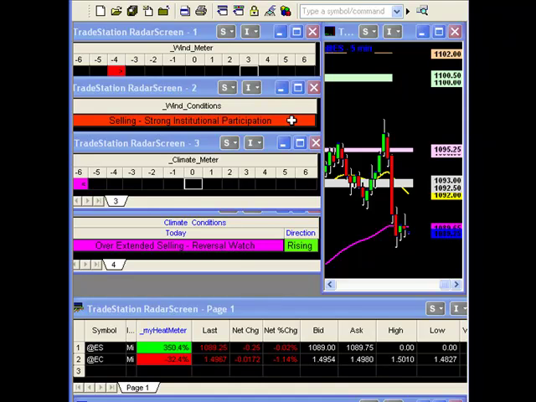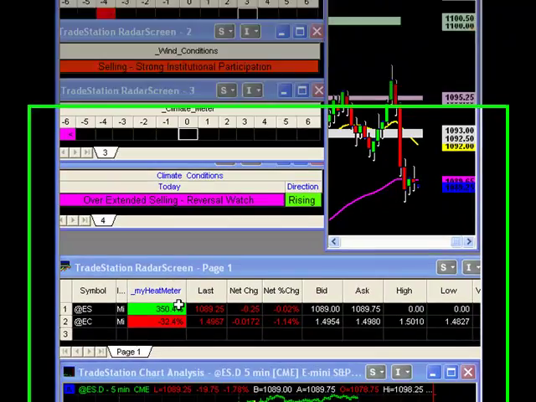For example, the meter will indicate when institutional buy or sell programs are running, when there is a bullish or bearish institutional participation in the market, and when the pressure is neutral. The next is the temperature meter, or the heat meter, right down here.